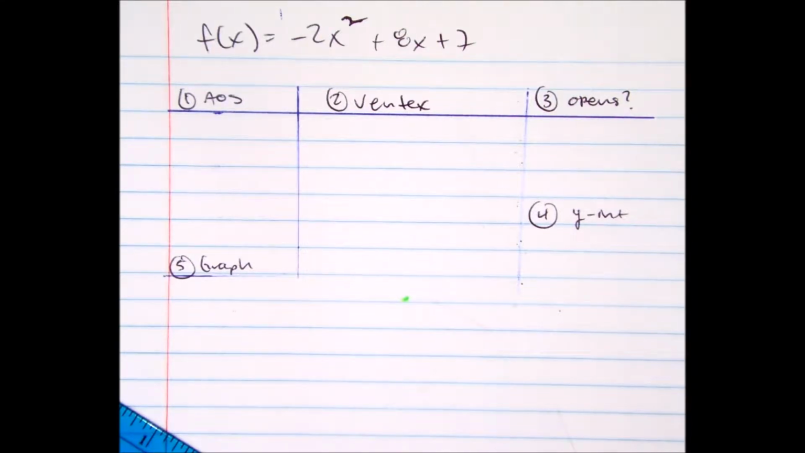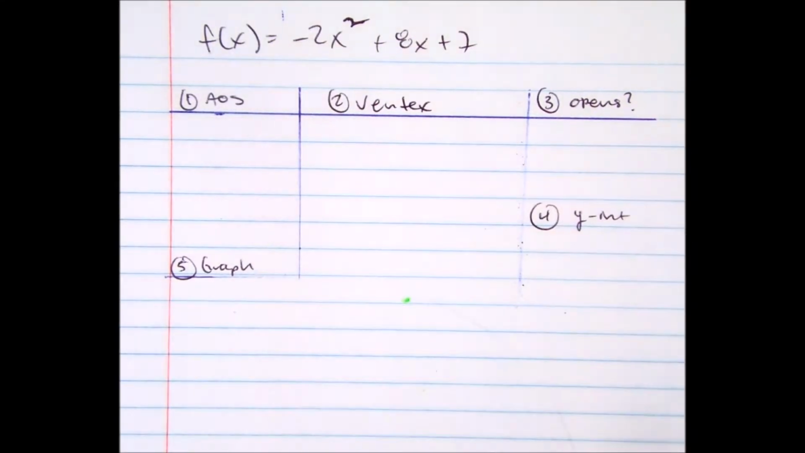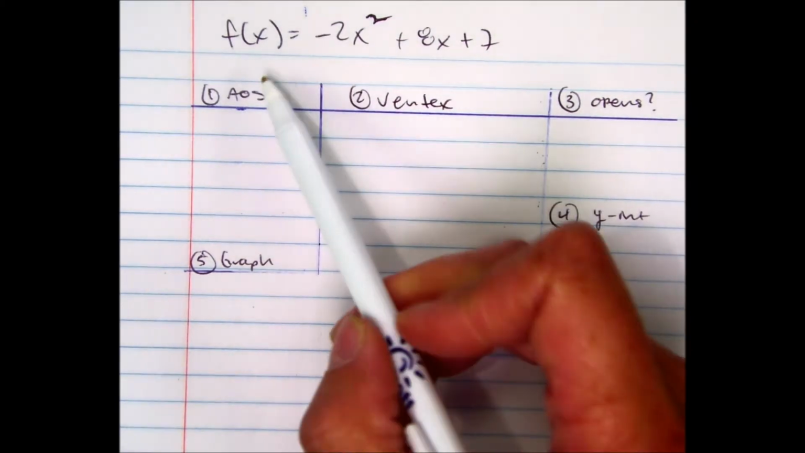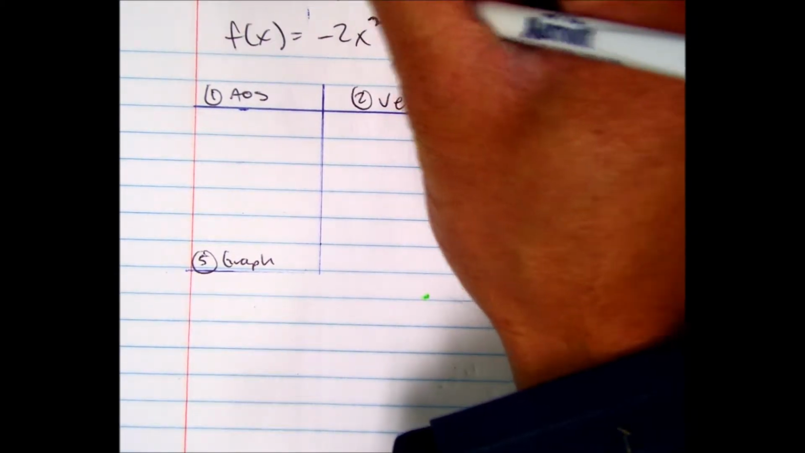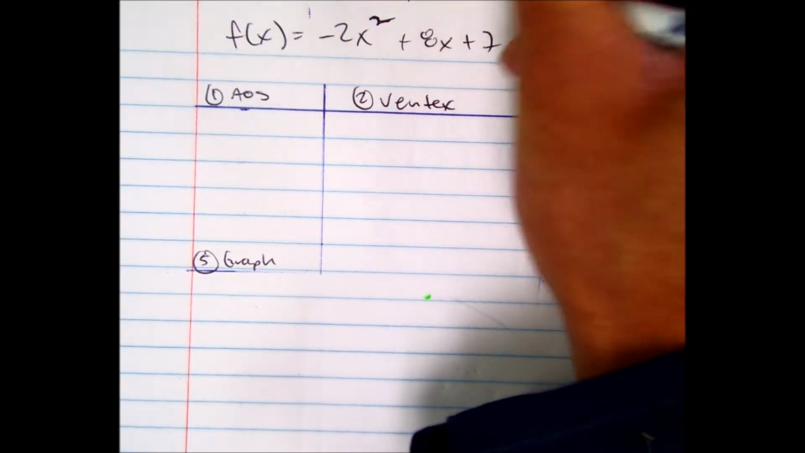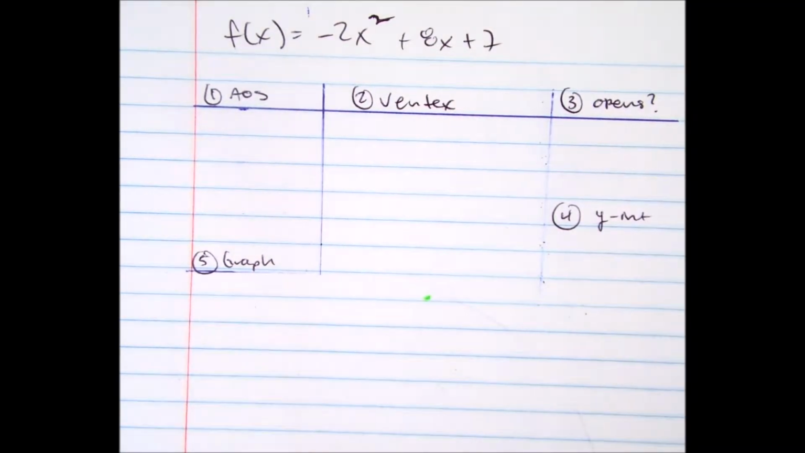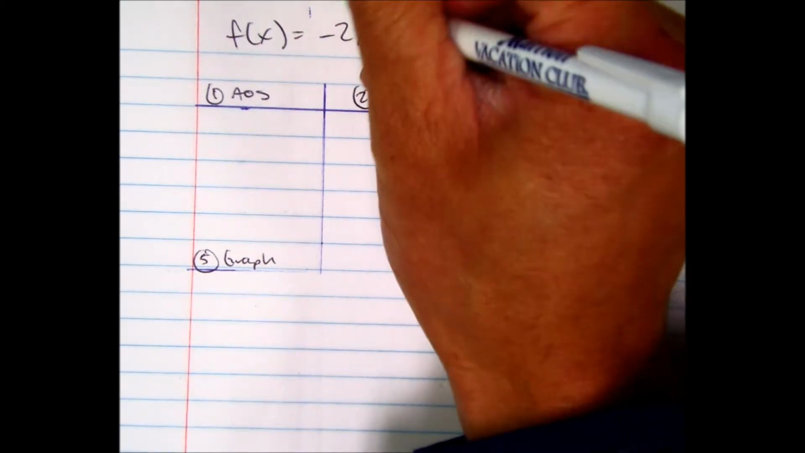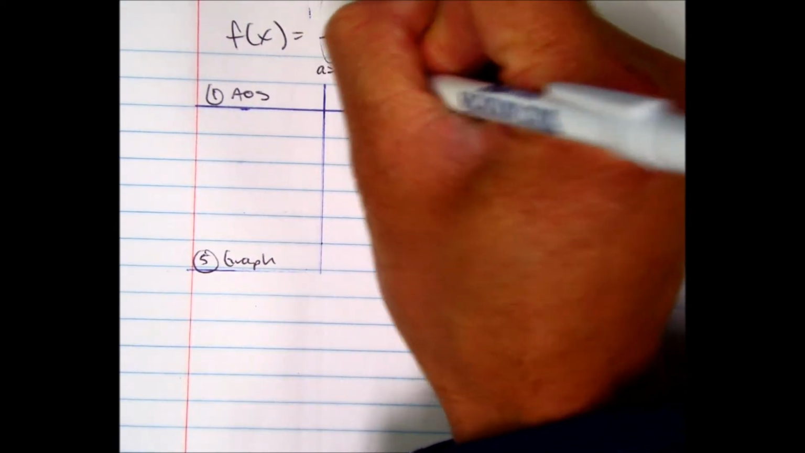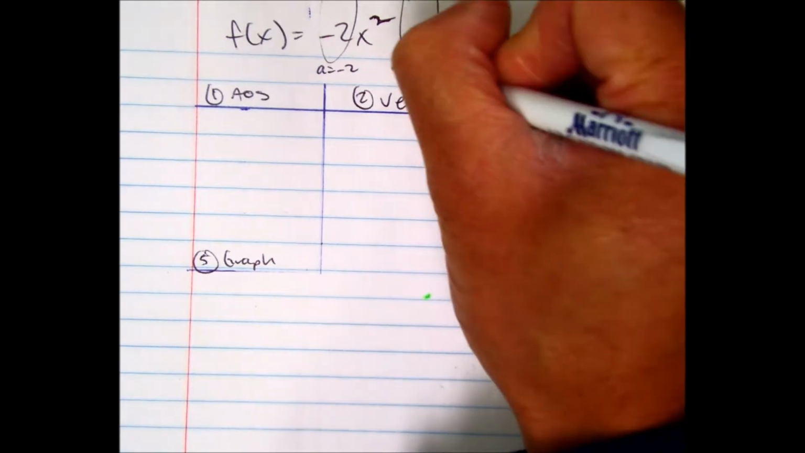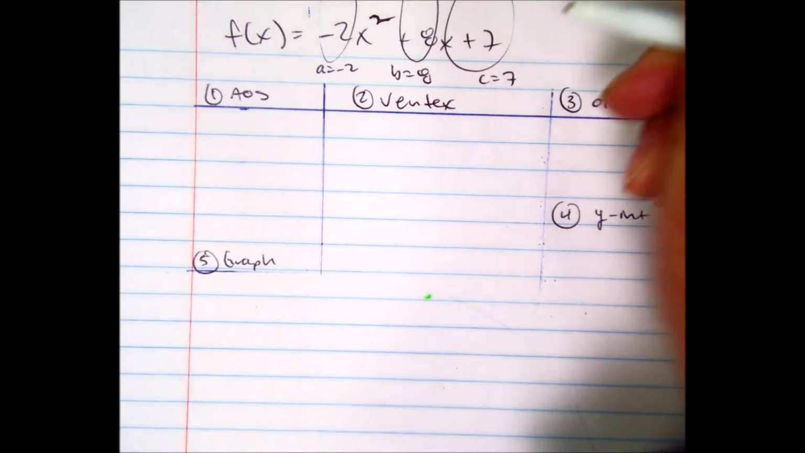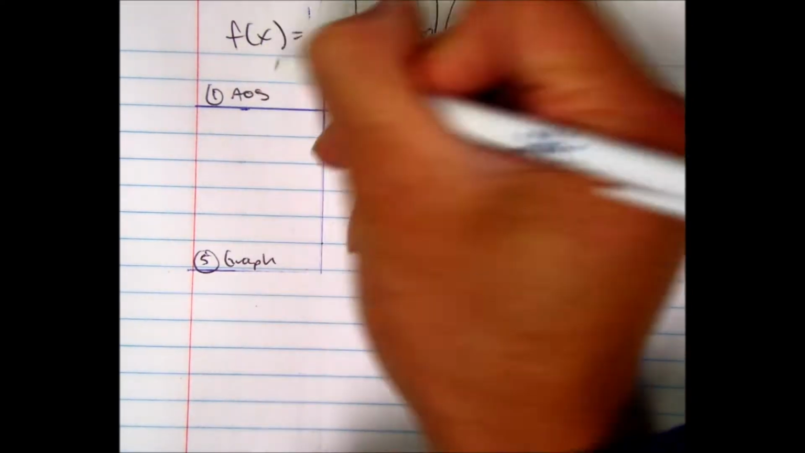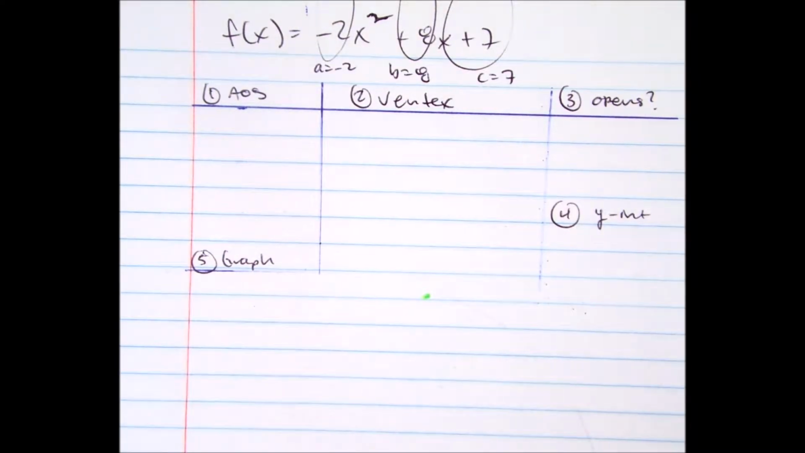Alright, let's go over this problem. To graph this quadratic equation in standard form, I know it's in standard form because I see it's in descending ax squared plus bx plus c. I recognize that my a value is -2. My b value is +8. And my c value is +7. I need the a, b, and c so I can find out the axis of symmetry.